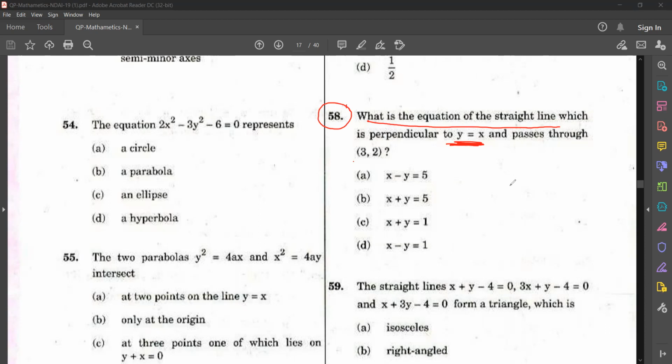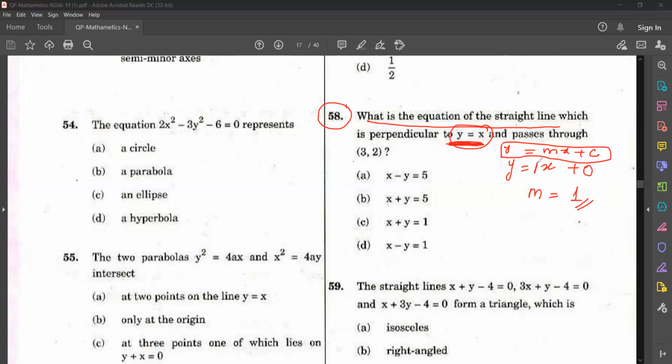What is the equation of the straight line? You have to find the equation of the straight line which is perpendicular to y equal to x. What is the general equation of a line? y is equal to mx plus c, where m is the slope and c is the intercept. Here it is 1x plus 0, so the slope of the given line is 1.